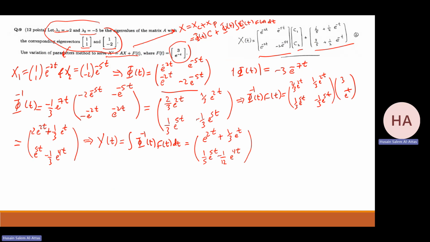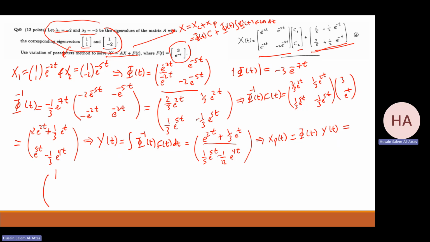Is it correct? Yeah. Differentiate, you should get that, which is correct. Okay. Now we'll find xb of t, which is supposed to be this one. That will be phi of t times y of t. And that equals what? Yeah, be careful. Phi of t, which is this one, times this. The first row times the column.